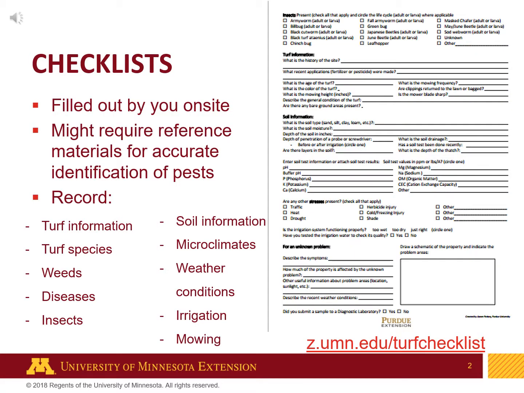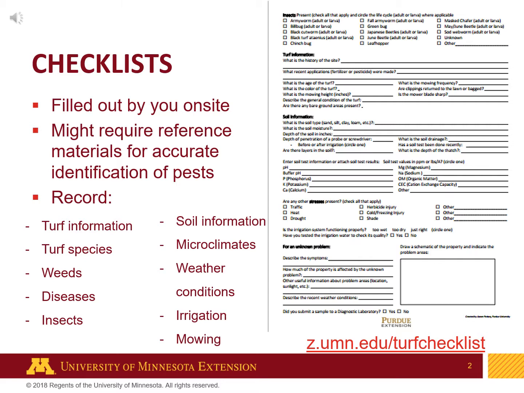It is also important to keep checklists for documentation purposes during a site inspection. These should be filled out by you on site and might require reference materials for accurate documentation. Record things such as turf species, pests, soil information, microclimates, and mowing patterns. We've made one checklist available to you as part of the readings for this module. It can also be found at the link on the slide.